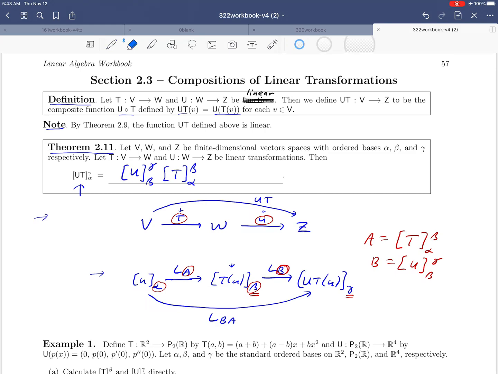To summarize, this theorem, Theorem 2.11, gives us a way of calculating the matrix for a composition transformation if we can calculate the matrices of the two transformations separately. And we'll be using this theorem for the remainder of this section.